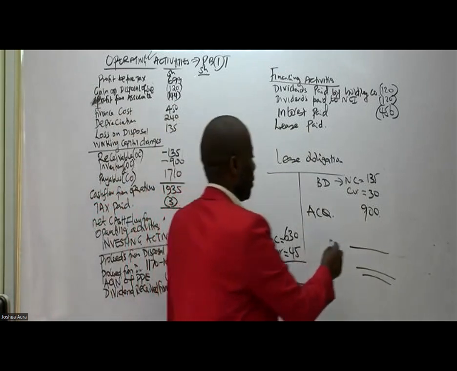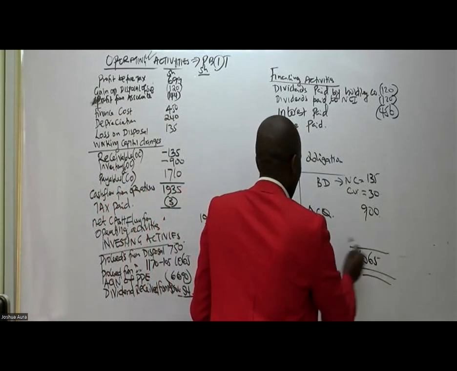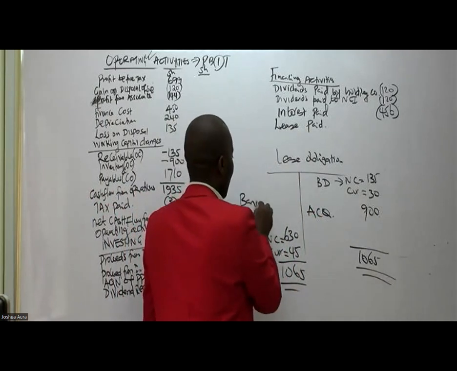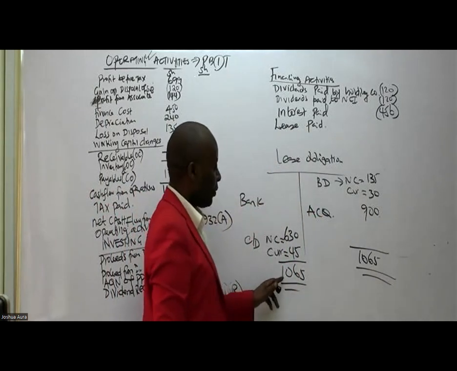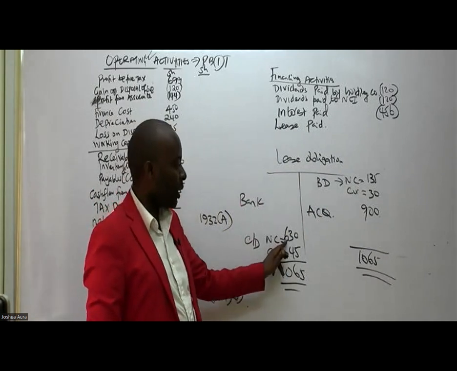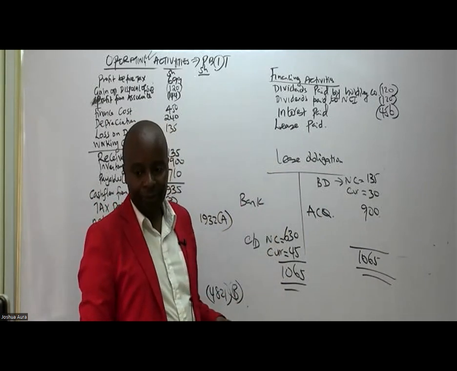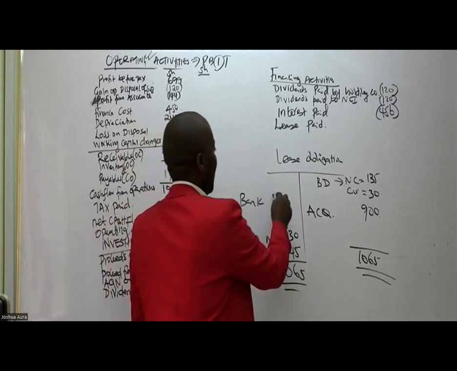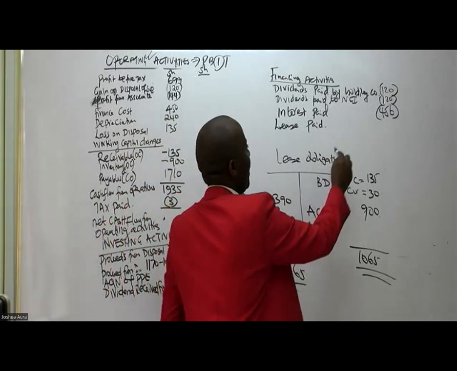1065, eh? So you're telling me that here we have 1065. So in this case here, could you kindly come and give me this one here? So the balancing figure will be 1065 minus 45 minus 630. What figure are we getting here? We are getting 300 and what here? 390.